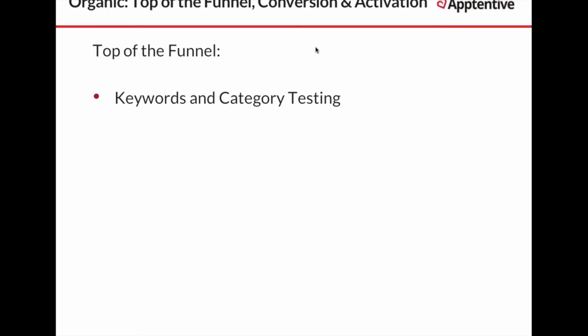And so when it comes to organic acquisition, you want to be really aware of how many people are showing up on your page and what you can do to increase that top of the funnel activity by testing your keywords and testing the categories.